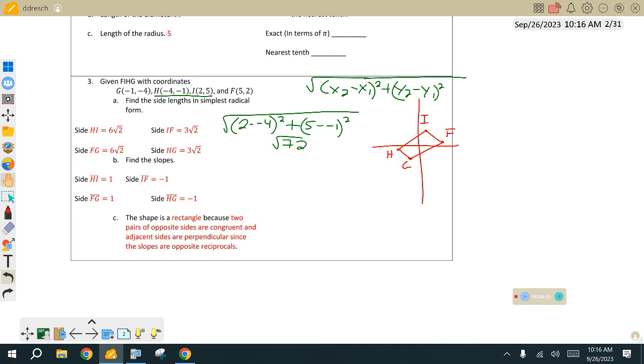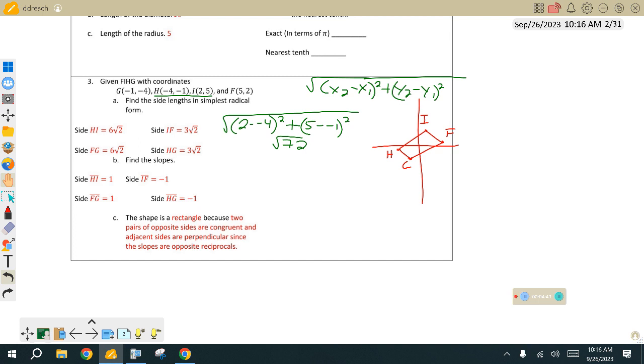Rhombus, all sides are the same. It could be a parallelogram. I don't know if it's a rectangle or parallelogram right now. Parallelogram has 2 opposite sides congruent. But what makes the difference between a parallelogram and a rectangle are the slopes. Are the adjacent sides perpendicular or not? And that's what I did one more time, but using my slope formula.